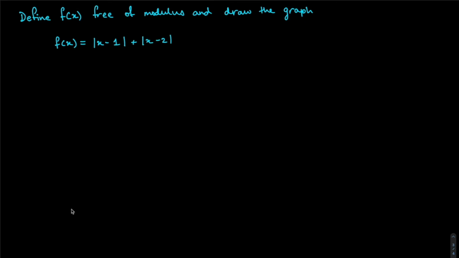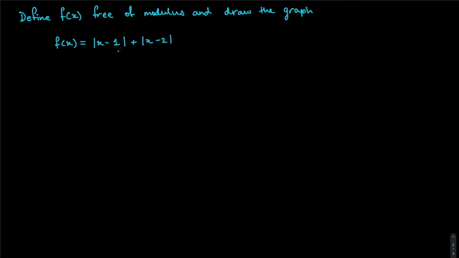In this question, we have to define f of x free of modulus and draw the graph. So this is again a stepwise question. The first thing we do is find the turning points. There are two turning points in this case. We might even have a function that goes like this, and then like this, or like that, with multiple turning points. That happens when we have multiple moduluses or moduli.